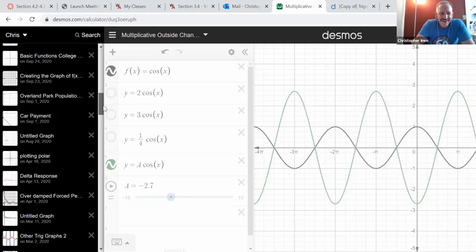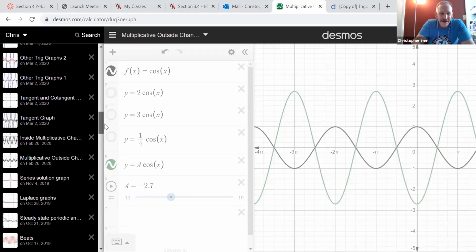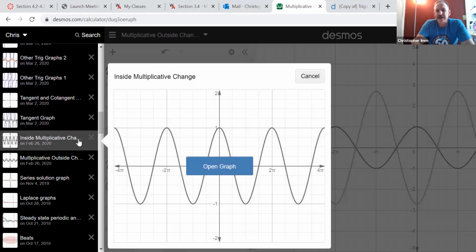Okay. I'll find it, don't worry. There it is, inside multiplicative change. Okay.